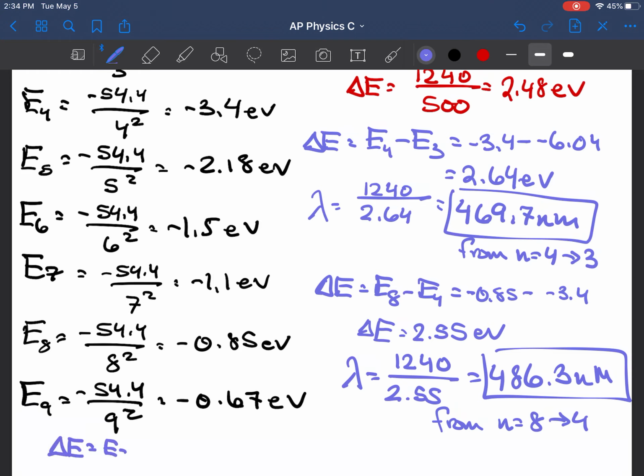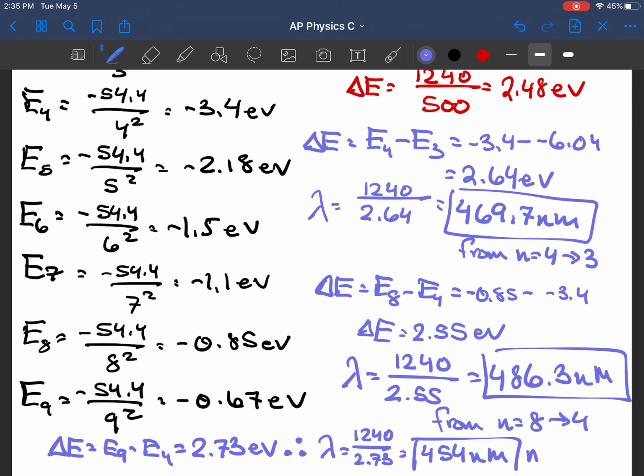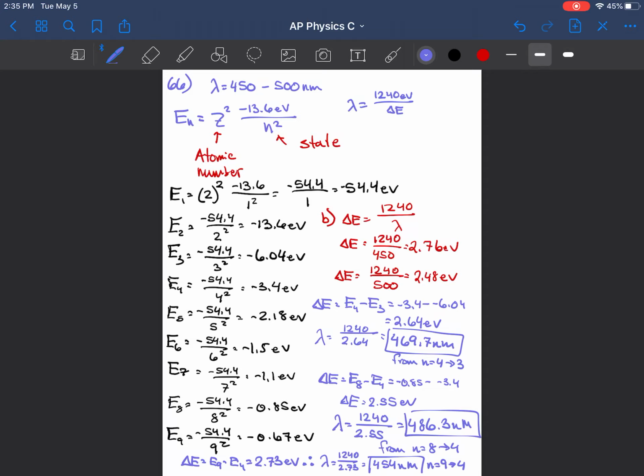So let's do it down here. Delta E is equal to E9 minus E4. E9 is negative 0.67 minus negative 3.4. You get a positive 2.73 eV. Therefore, if we look at our wavelength here, it's going to be 1240 over 2.73, which gives us 454 nanometers, also within our range. That's from n equal 9 to 4. All right, so those are all of them.